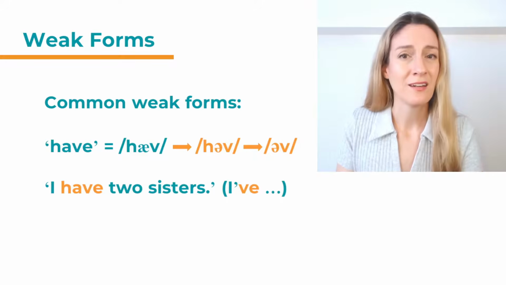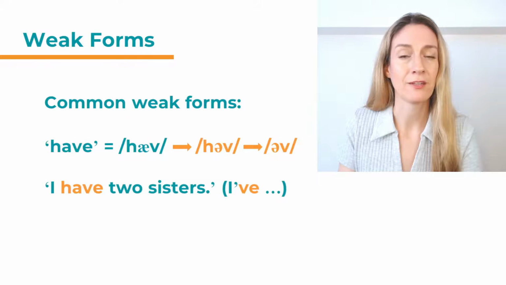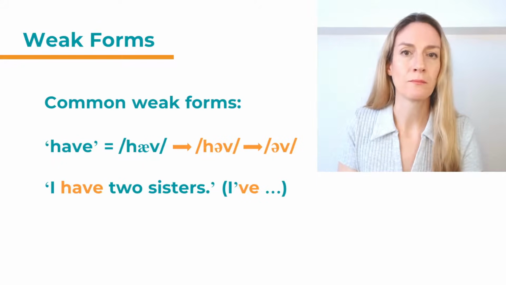Let's have a look at another common weak form, and that is with the verb have. Now remember, this verb can act as an auxiliary or main verb.